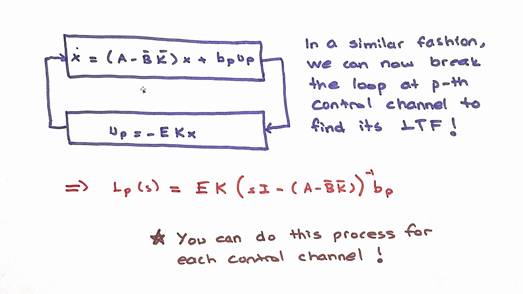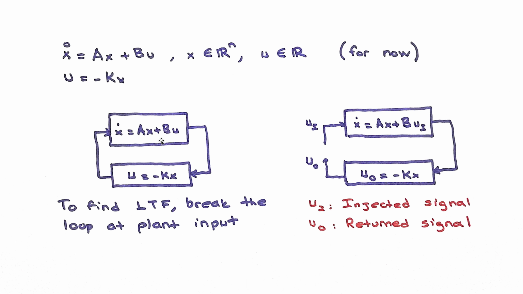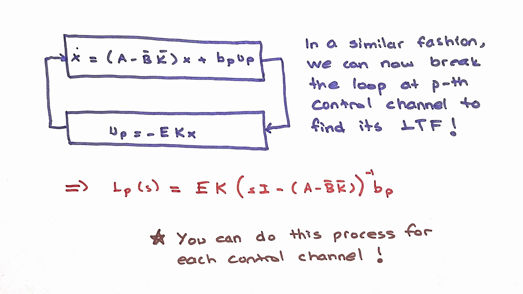So let's look at this in terms of a block diagram. Everybody likes block diagrams. I like block diagrams. So x dot equals A minus B bar K bar, x. I just separated the PEAT control channel using the formulation I just showed you, BpUp. And this PEAT control channel's control input is minus EKx. So this is very similar to this block diagram, right? And we have a different A matrix, different B matrix, different K matrix. So basically we have this new A matrix, new B matrix, and new K matrix.